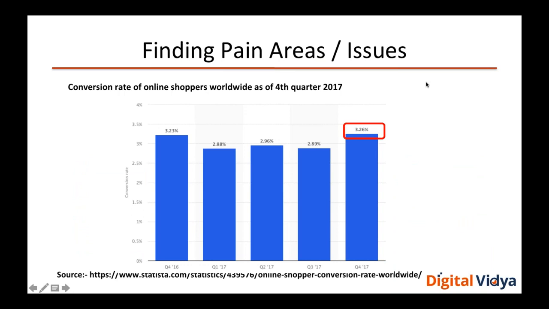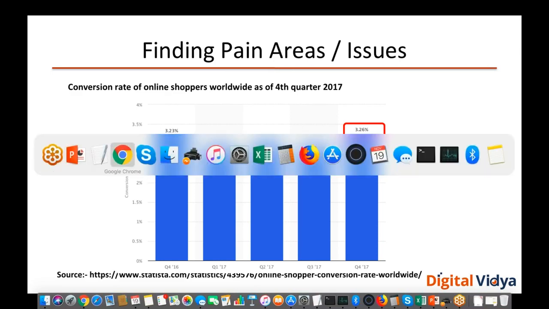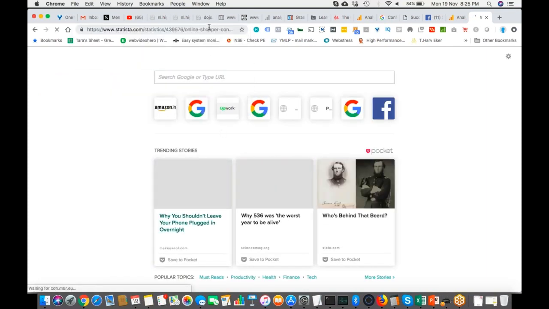All right, let's find the pain area. We have used digital analytics to find the opportunity. We know how to scale this, or we know how to increase the revenue now. The conversion rate of online shoppers worldwide as of fourth quarter 2017 is 3.26%. You can see it has not seen even 3.26% in all previous four quarters. This report is from a very credible source called Statista. I'll share this link with you.